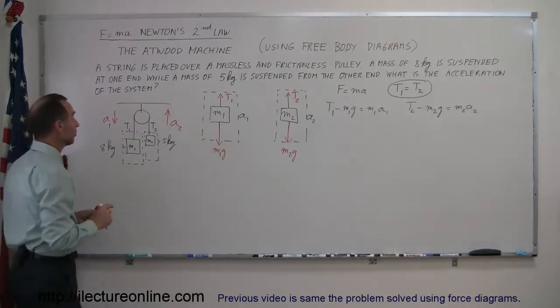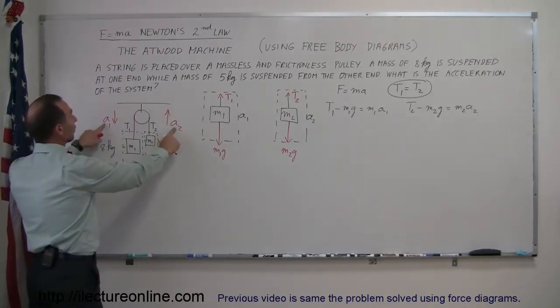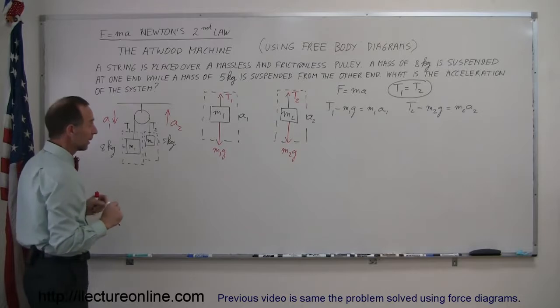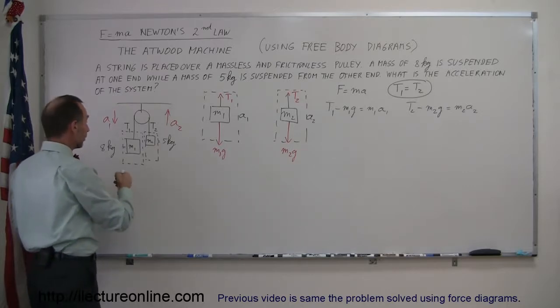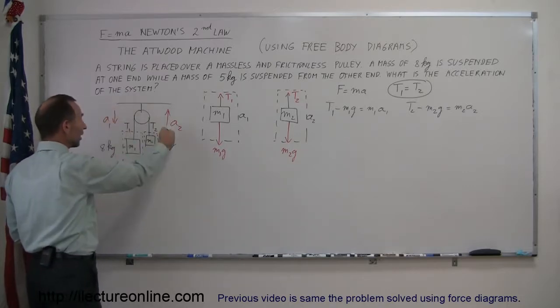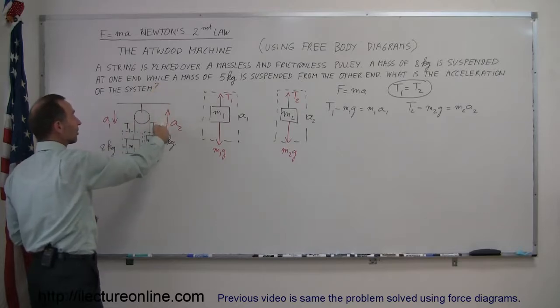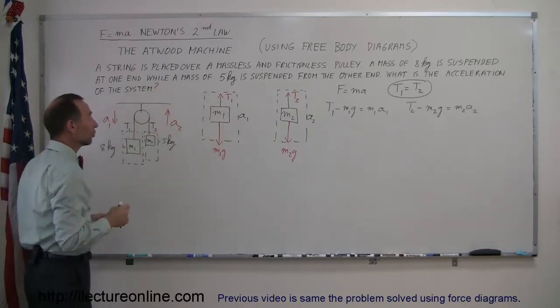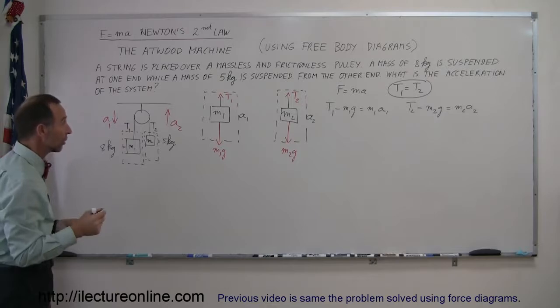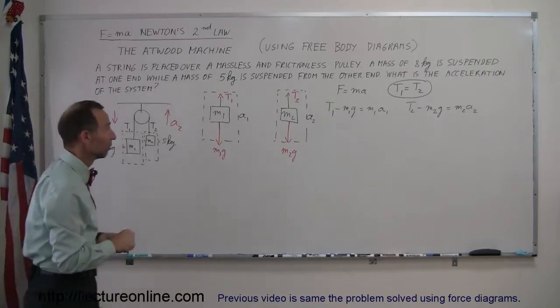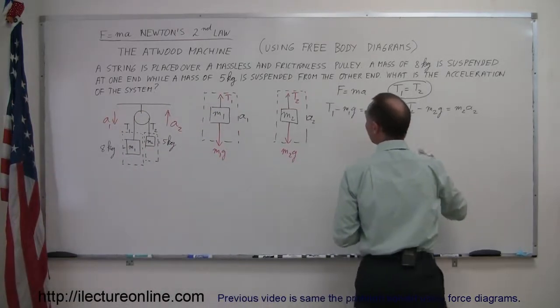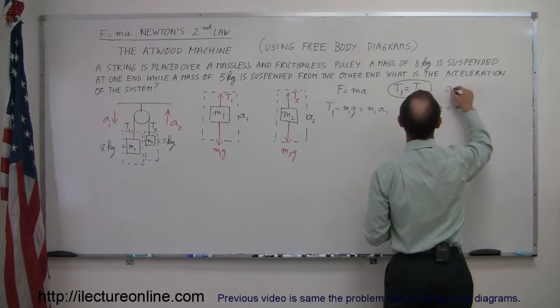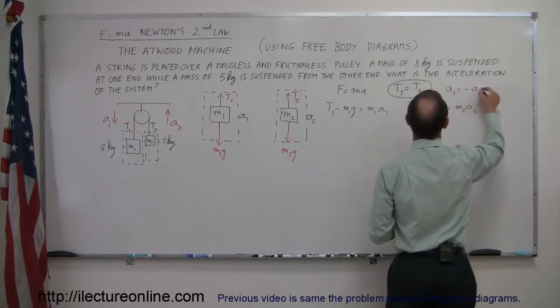Also, looking at the accelerations, we know that the magnitudes of the accelerations have to be the same, but the signs are different. This one has a negative acceleration. This side has a positive acceleration because it's accelerating upward. This one is accelerating downward. So we can say that the one acceleration is the negative of the other. So we can say that A1 is equal to negative A2.